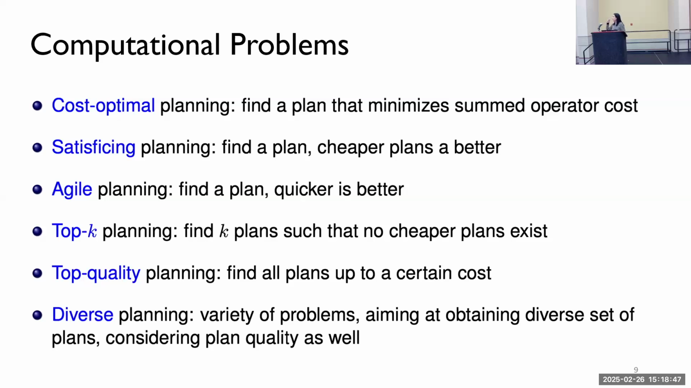And in that case, you have top-K planning, where you want to find K plans such that no cheaper plan exists. Here, K has to be given to you. In cases where K is unknown, but you have a cost bound, you are operating under top-quality planning. So you want to find all plans up to a certain cost limit. And finally, diverse planning, where you have some diversity metric in hand, as well as a quality metric. So you want to find as many diverse plans as possible in your problem space.